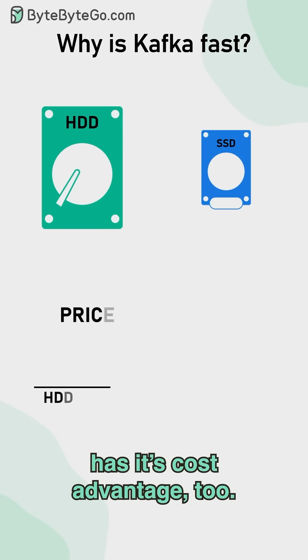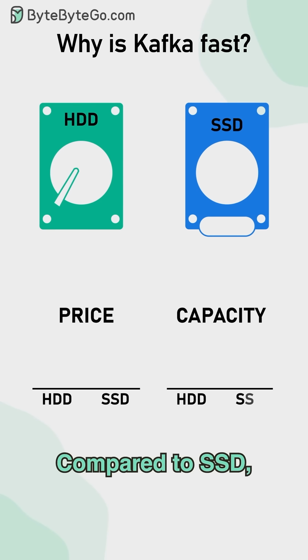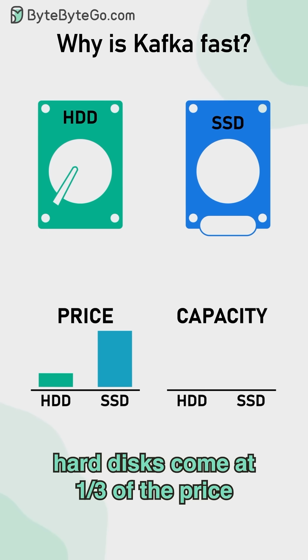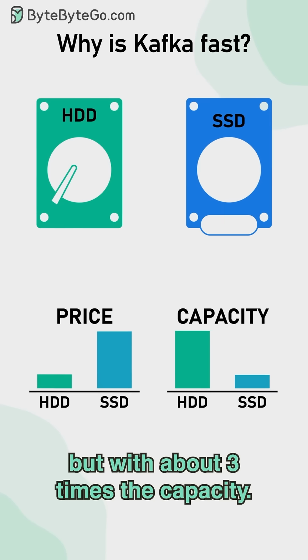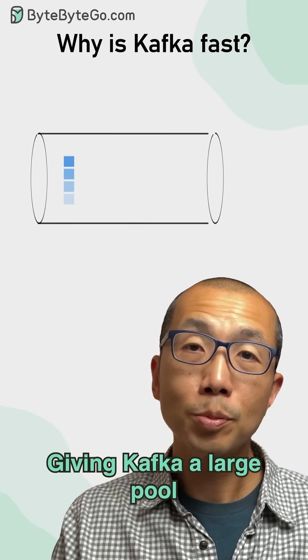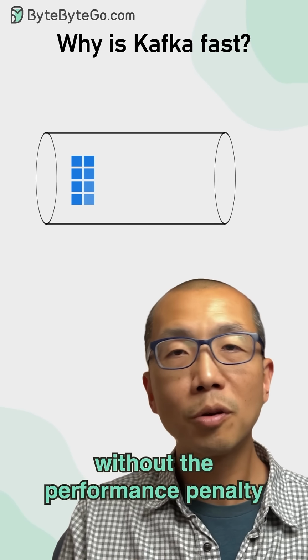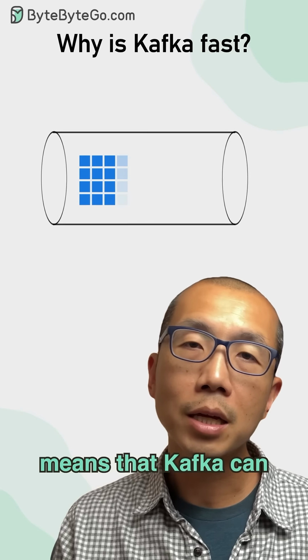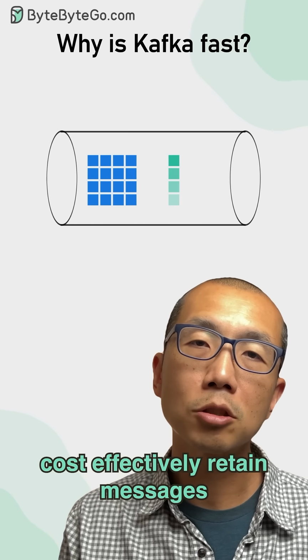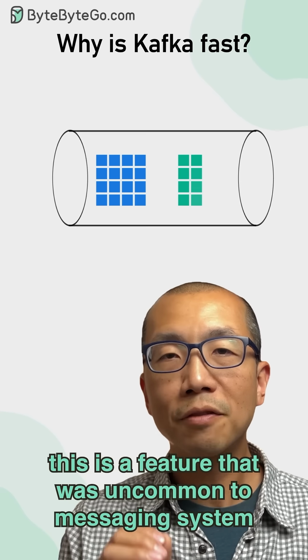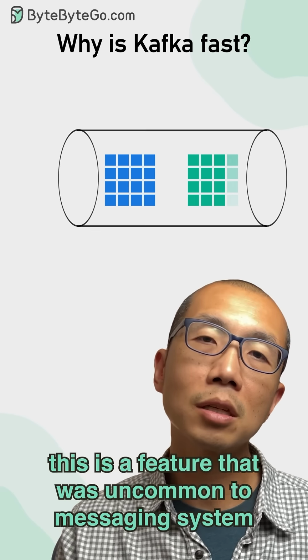Using hard disks has its cost advantage too. Compared to SSD, hard disks come at 1/3 of the price, but with about 3 times the capacity. Giving Kafka a large pool of cheap disk space without the performance penalty means that Kafka can cost-effectively retain messages for a long period of time. This is a feature that was uncommon to messaging systems before Kafka.